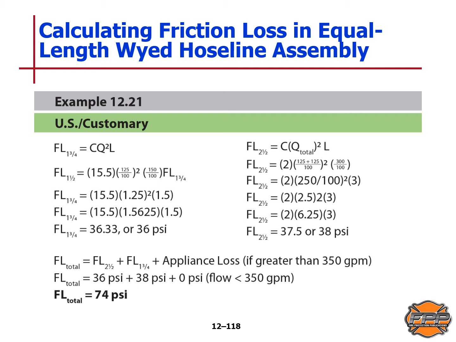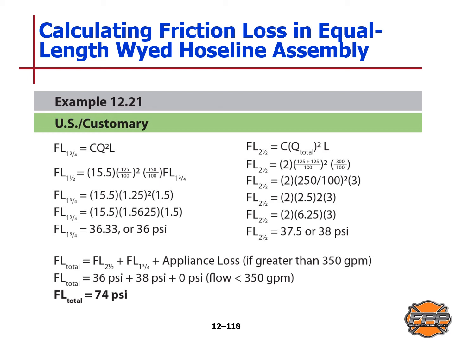So you take the numbers and you continue to calculate. Friction loss at 1 3/4 equals 15.5 times 1.25 squared times 1.5. That equals 15.5 times 1.5625 times 1.5, and you come up with a friction loss in 1 3/4 of 36.33, or 36 psi.